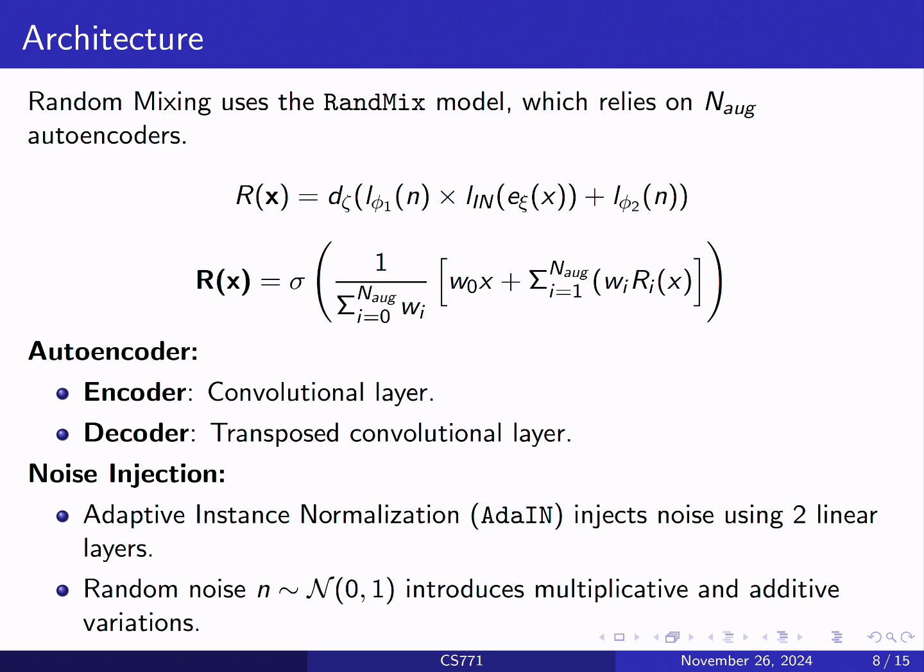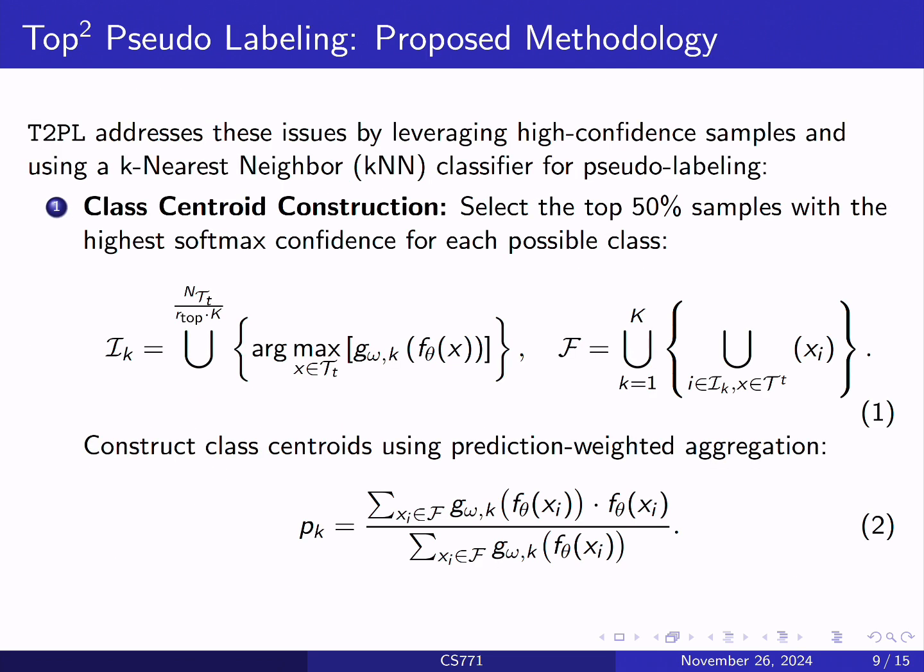Moving on to T2PL, or top 2 pseudo-learning. T2PL works by selecting and using only the most confident samples for labeling. After calculating the confidence for all samples, T2PL selects the top 50% of samples and creates the centroids for each class by averaging their features, weighted by their confidence scores.